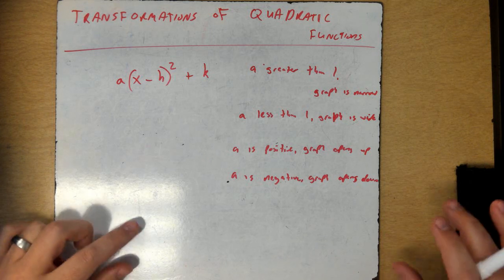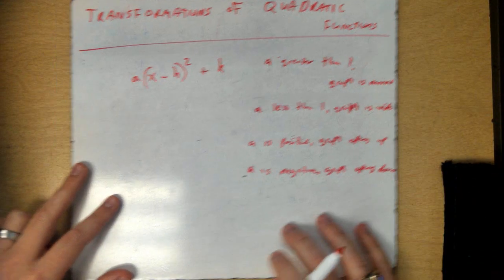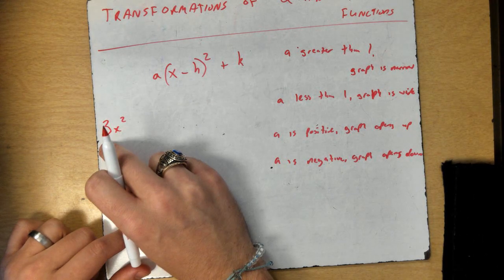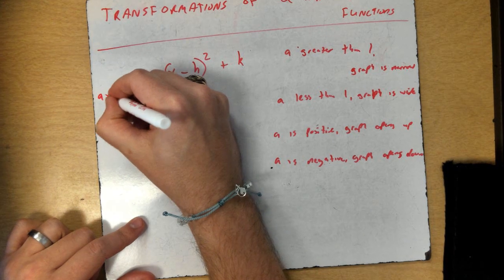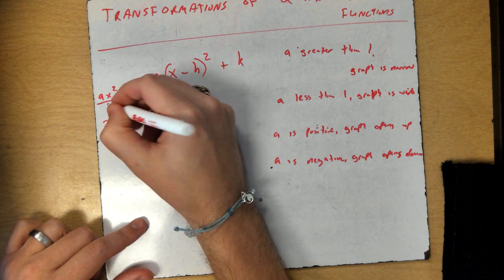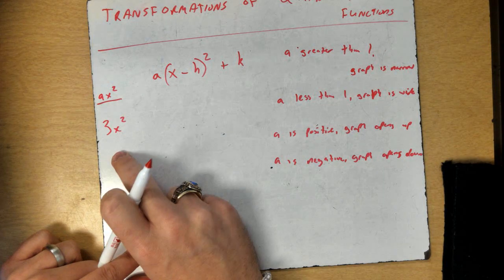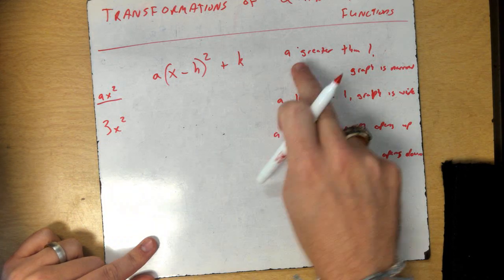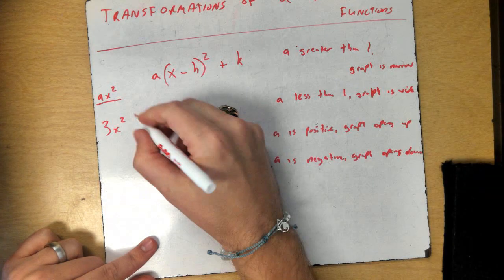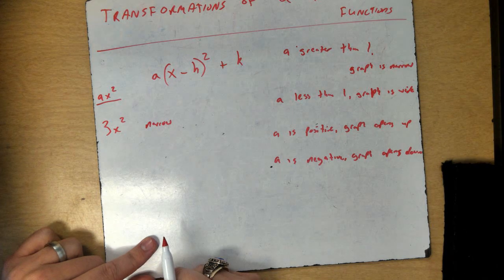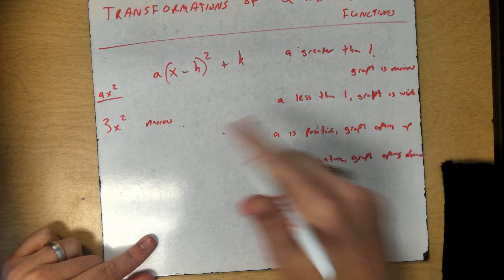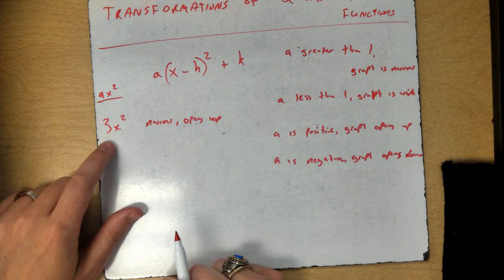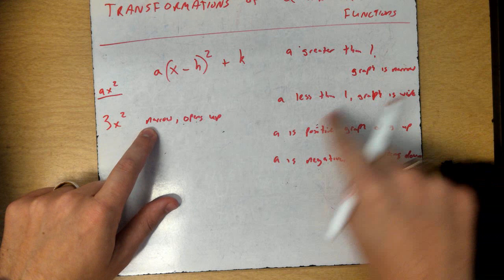So let's do some examples here. I'm going to leave this up here just for reference. So what if we had 3x squared? Let's just make this our a. So I'll write it up here: a x squared. This is just a very simple thing to show you what our a is going to be. Our a is going to be our first number here. So a is greater than 1, so our graph is narrow, and a is positive, so our graph opens up. So greater than 1, narrow graph, positive, opens up.